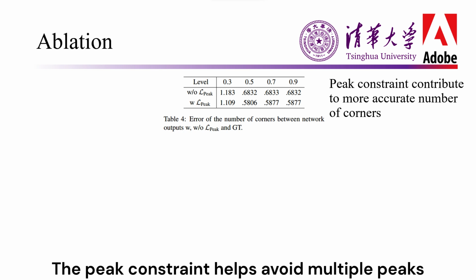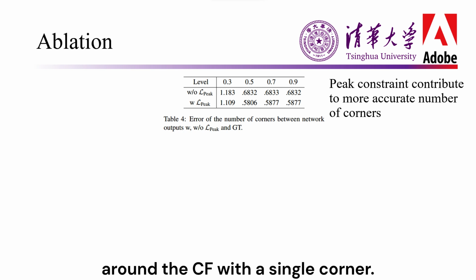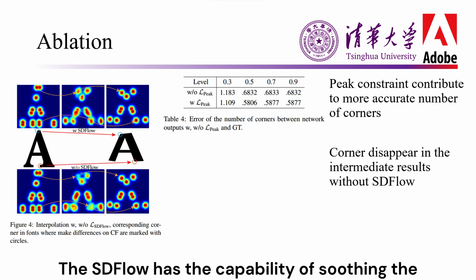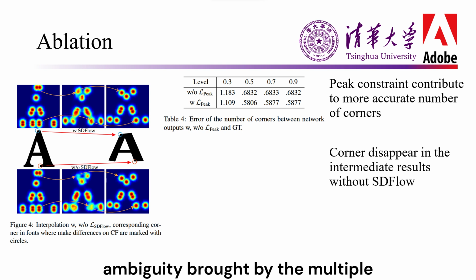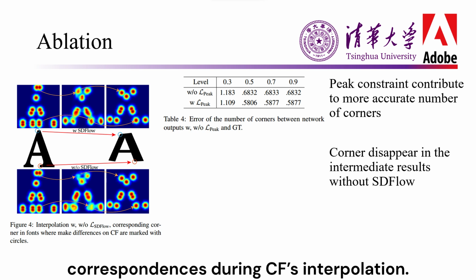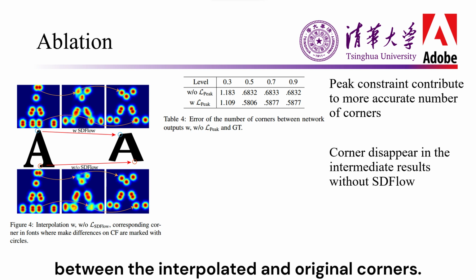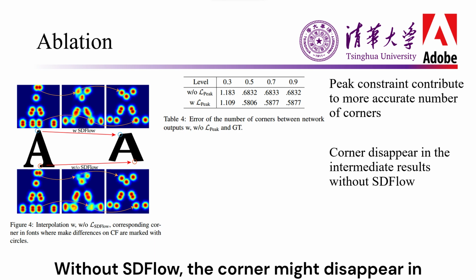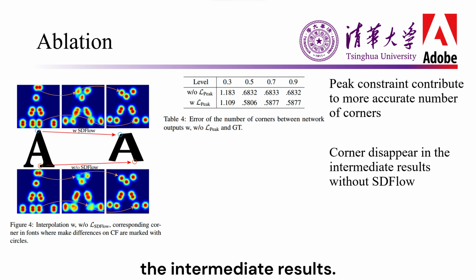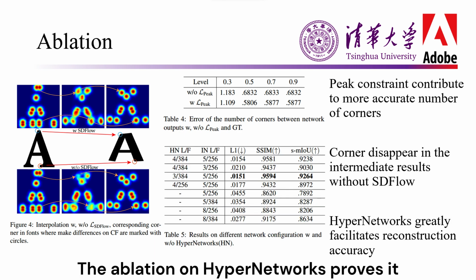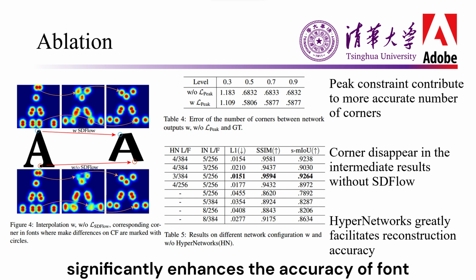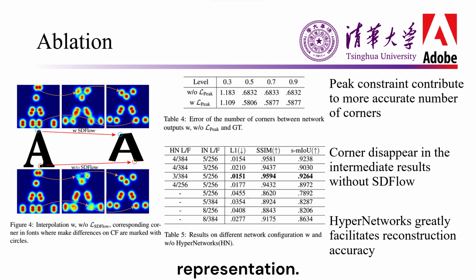The peak constraint helps avoid multiple peaks around the CF with a single corner. The SD flow has the capability of soothing the ambiguity brought by the multiple correspondences during CF's interpolation. We propose a metric measuring the divergence between the interpolated and original corners. Without SD flow, the corner might disappear in the intermediate results. The ablation on hypernetworks proves it significantly enhances the accuracy of font representation.